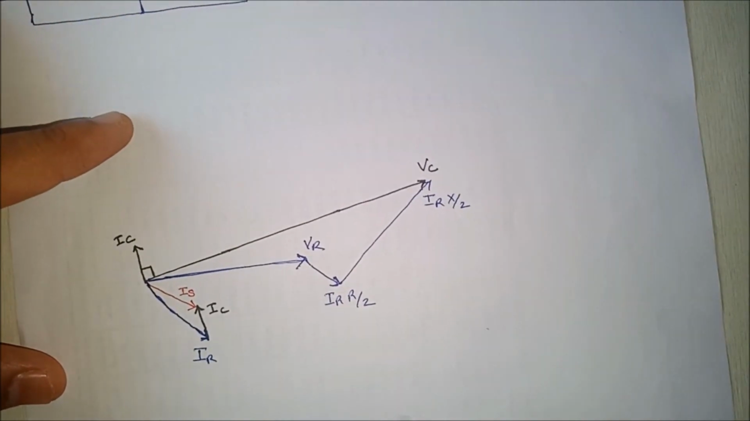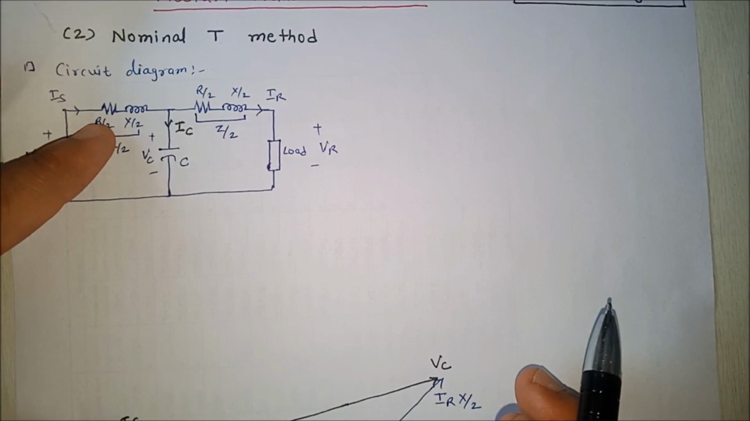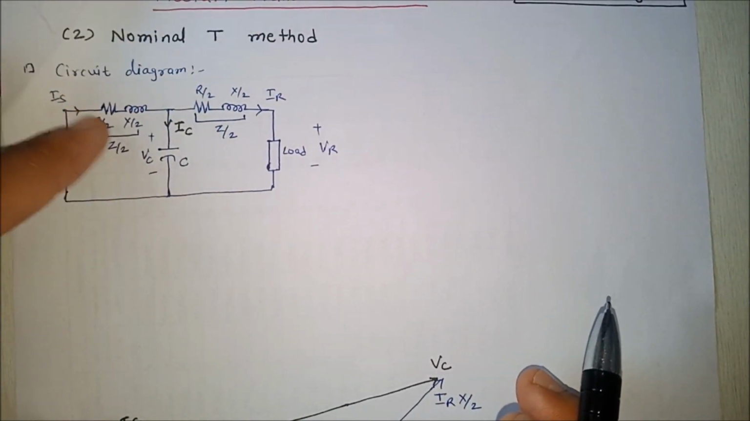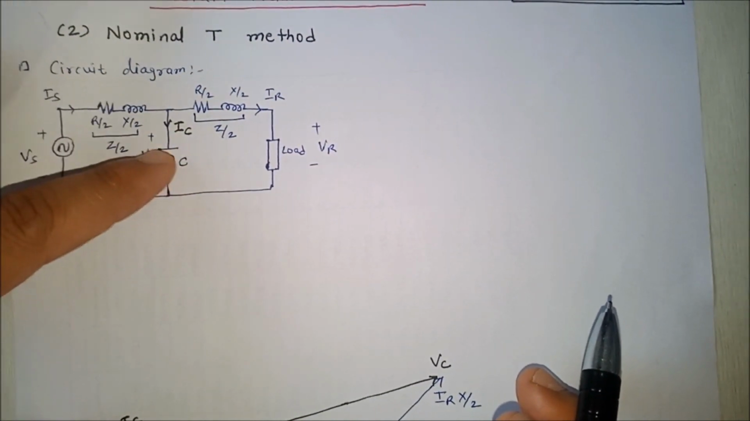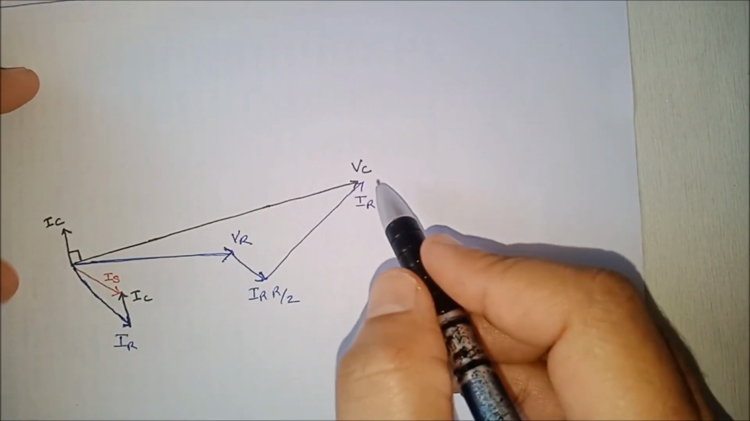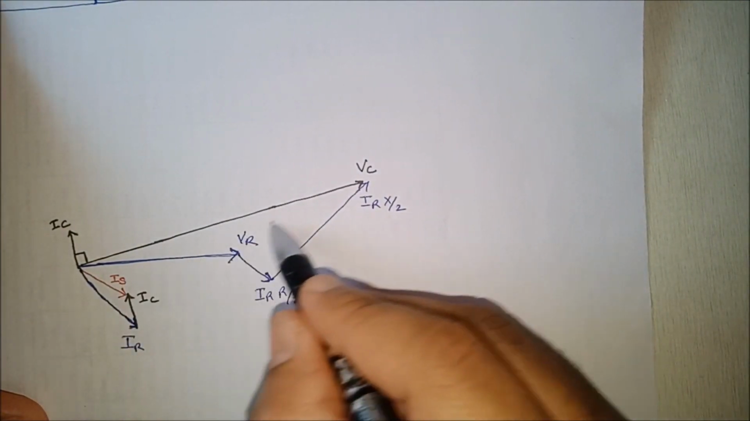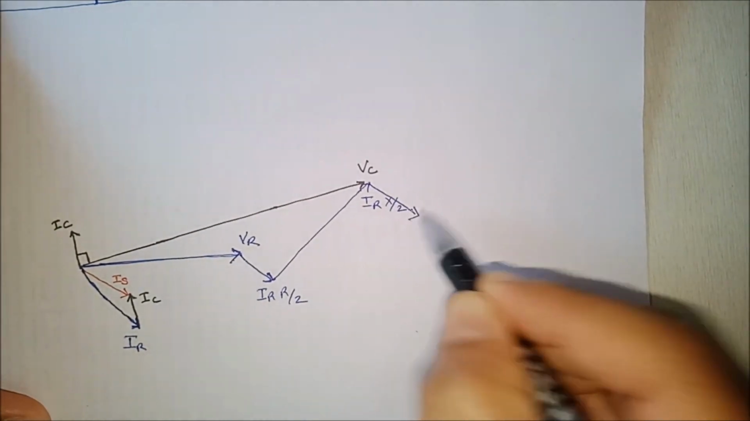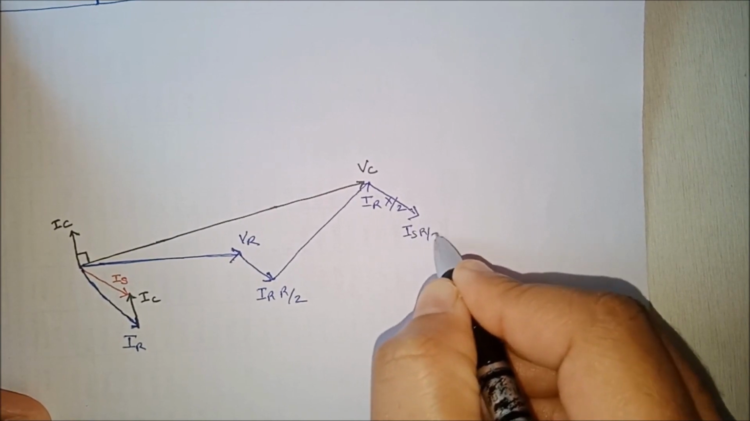So IS into R by 2 will be parallel to IS, because IS into R by 2 is the voltage drop across resistance, and we know that voltage drop across resistance is in phase with the current flowing through the resistance. We have to add this to the VC, so we will indicate IS R by 2 from VC. So draw a line which is parallel to IS. Take a scale and move like this, or you can take a roller and draw a line which is parallel to IS. So this voltage drop will be IS into R by 2.